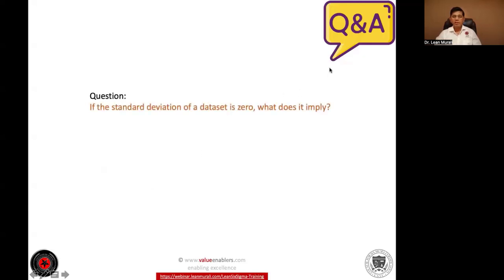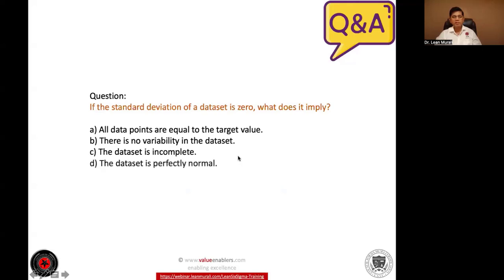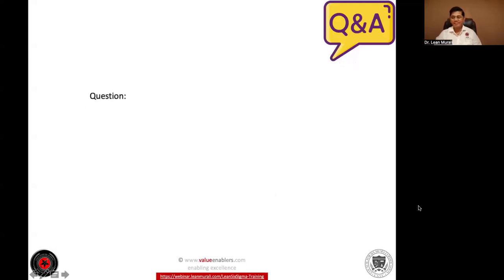And the question: if the standard deviation of the data set is 0, what does it imply? All the data points are equal to the target value. There is no variability in the data set. Data is incomplete or data is perfectly normal. There is no variability in the data set, okay? It's not equal to the target value. Target value can be something else. There is no variation. All right.